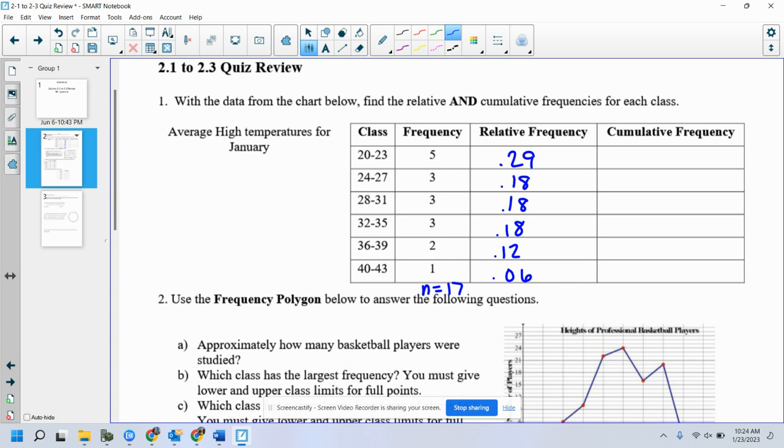Cumulative frequency. Remember, cumulative frequency is adding up. The first class will have the same frequency, and then they start to add. So 8, 11, 14, 16, 17. First class is going to have its own frequency. Last class is going to be the frequency of that. Questions about that? No questions.